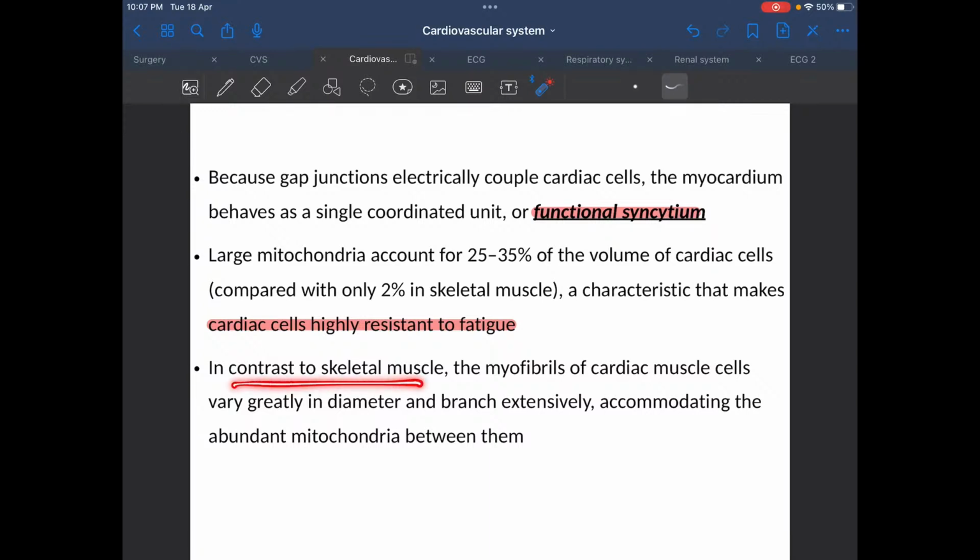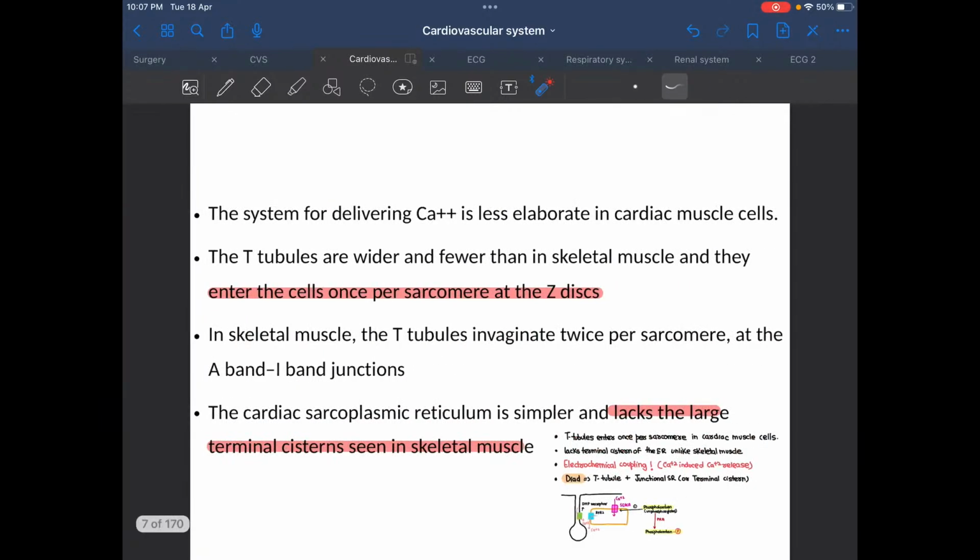In contrast to the skeletal muscle, the myofibrils of the cardiac muscle cells vary greatly in diameter and branch extensively, जो अभी हमने देख लिया, and all of that accommodates the abundant amount of mitochondria which is present there. ठीक है? A very important thing is the system for delivering calcium is less elaborate in cardiac muscle cells. What do I mean by that?